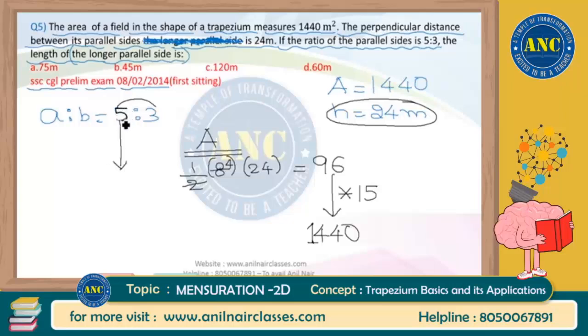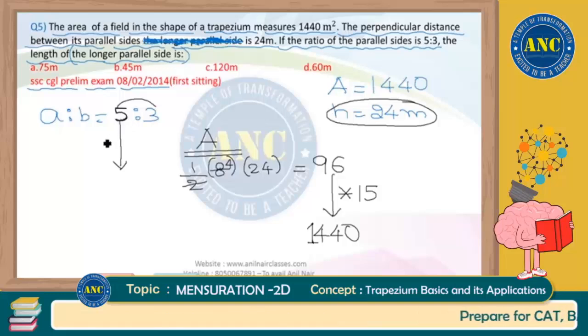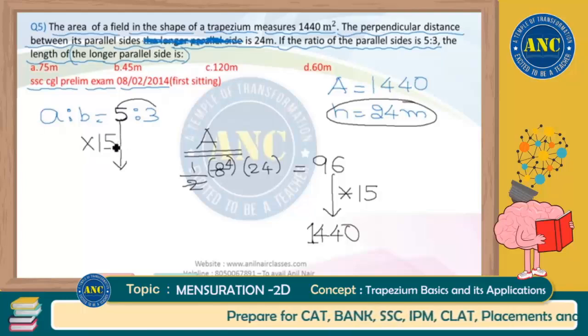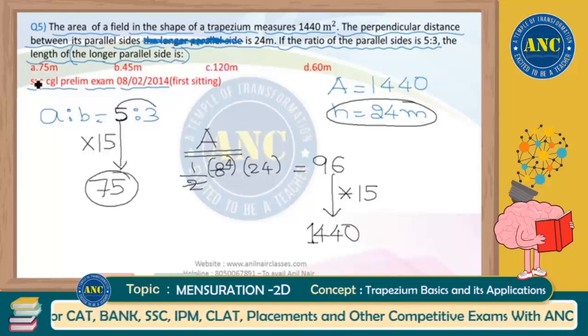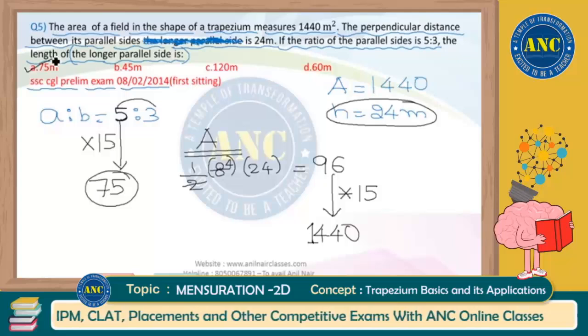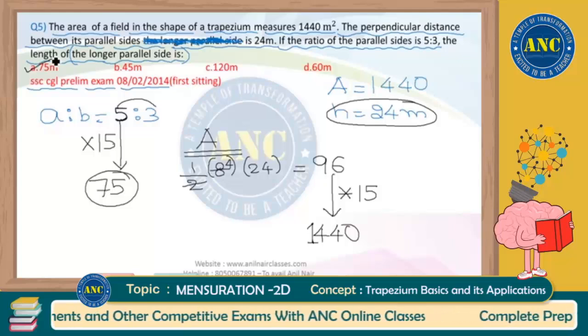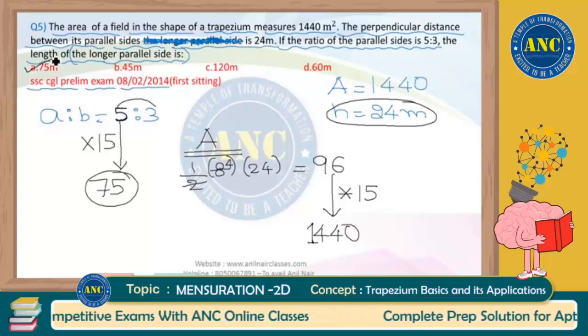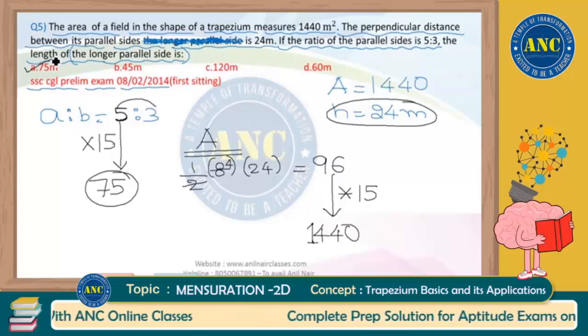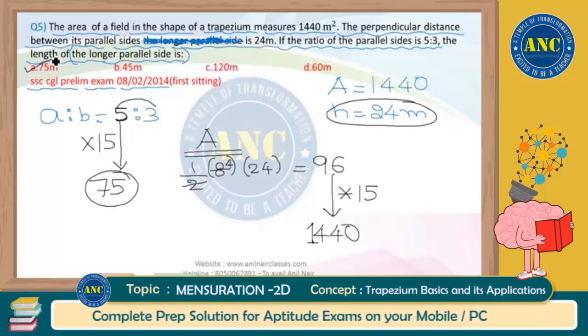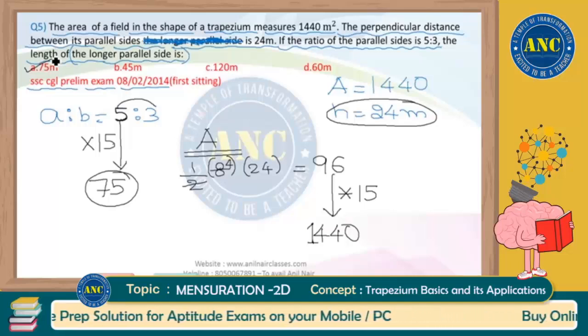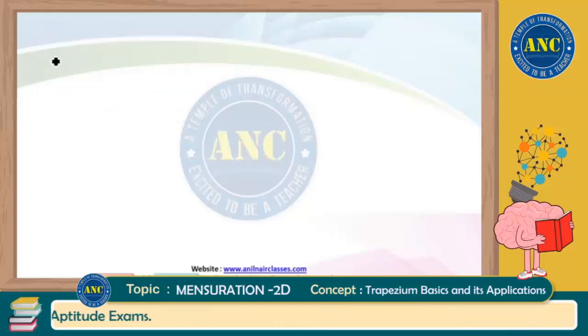According to the ratio, the length of the longest parallel side is 5 meters. The question says how much? 5 also multiply by 15. 15 into 5. The answer for this question is 75 meters, which is nothing but option A. I hope this variety, the last 3 questions, same varieties of questions, but asked in different examinations in different years. I hope the idea is very clear for you people.